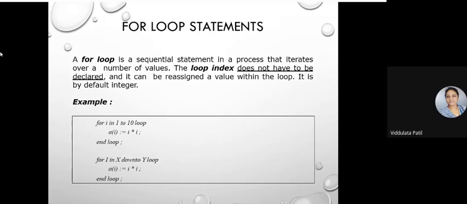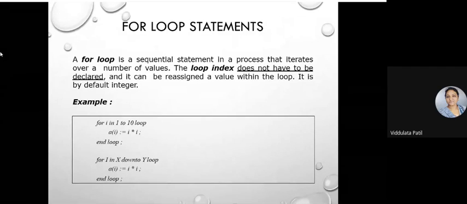Now we will discuss the for loop. Now see the difference between how we are going for the for loop statement. Then you can see that there will be minimization of these statements. So a for loop is a sequential statement in a process. We are using a for loop in a process that iterates over a number of values, so that the loop index does not have to be declared.